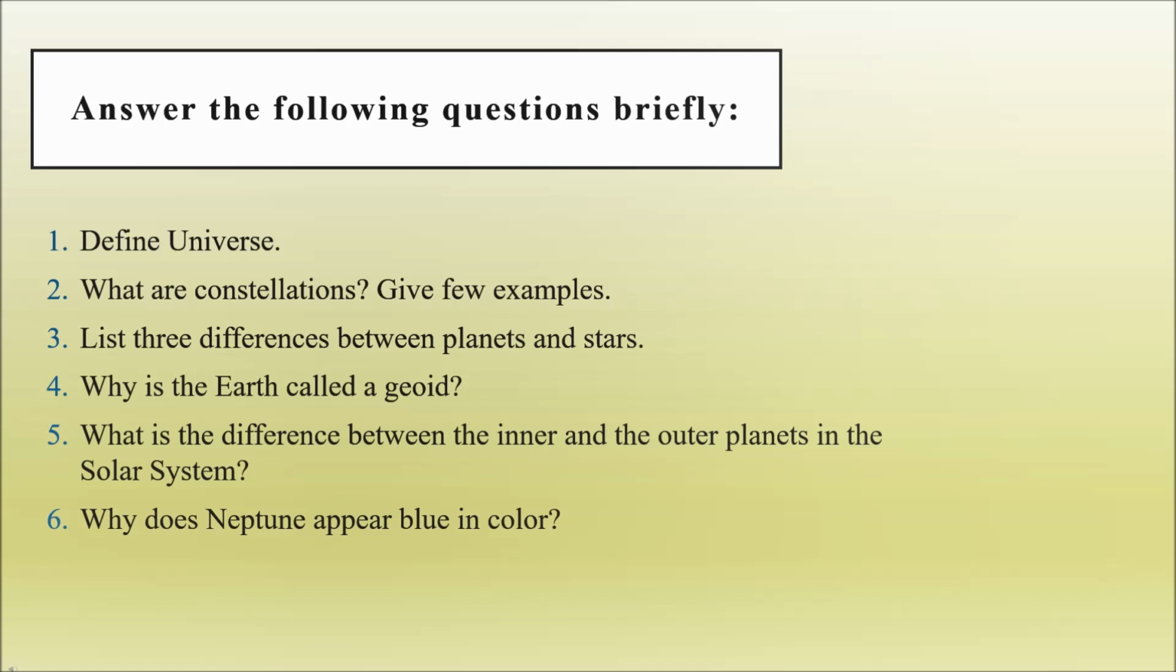Answer, Mercury, Venus, Earth and Mars are called the inner planets and they are made of rocks, whereas the Jupiter, Saturn, Uranus and Neptune are called outer planets and they are made of liquids and gas. Sixth one, why does Neptune appear blue in color? Answer, Neptune appears blue in color due to the presence of methane gas in it.